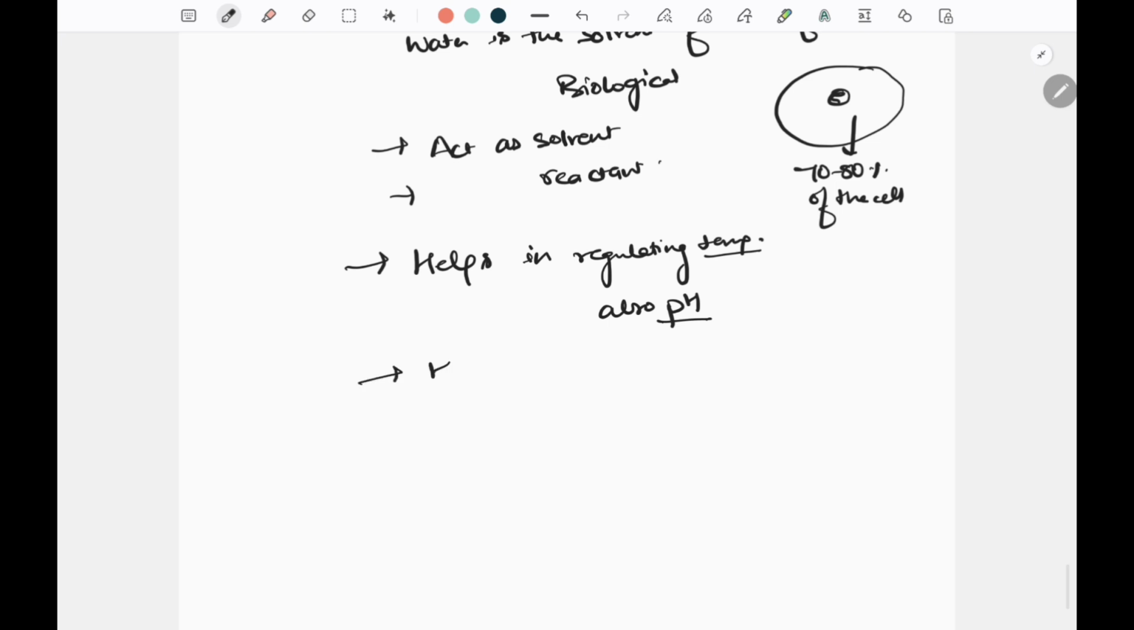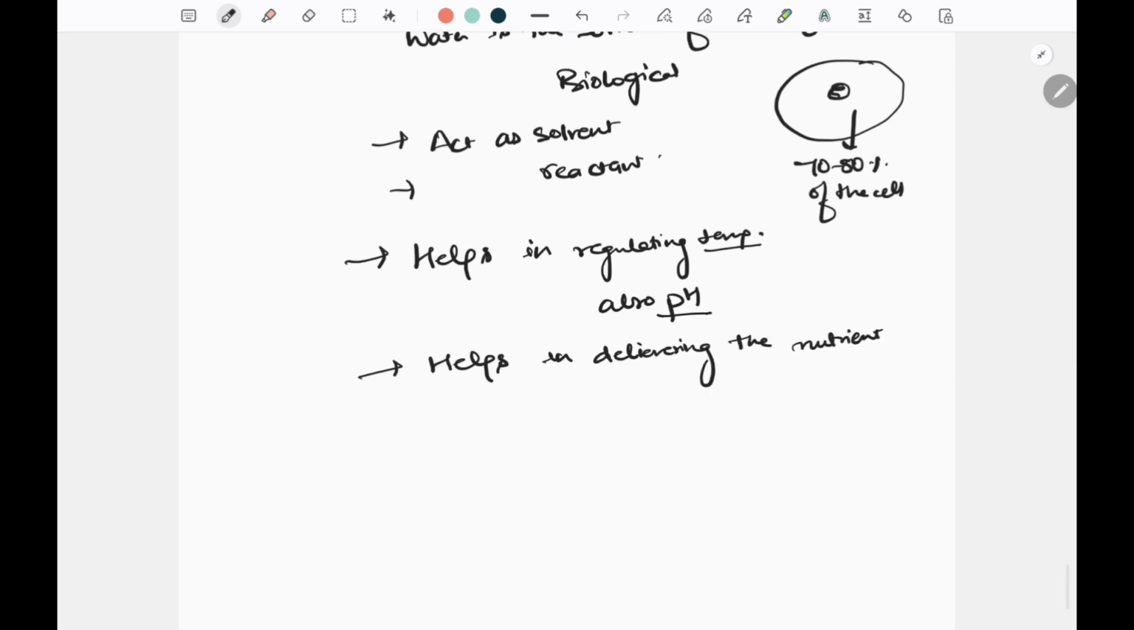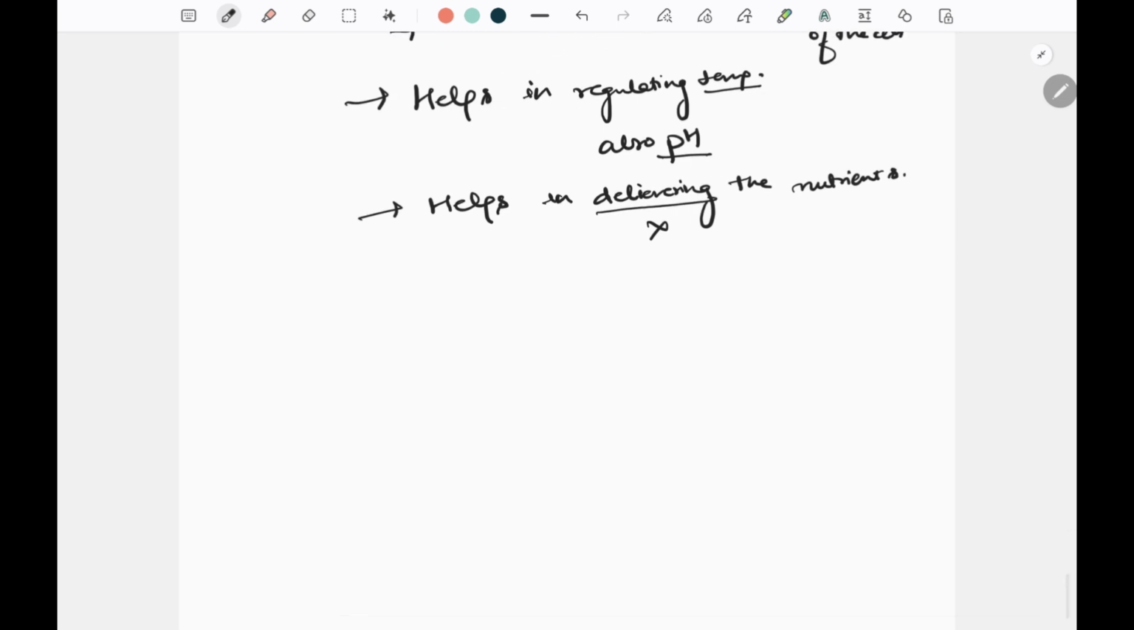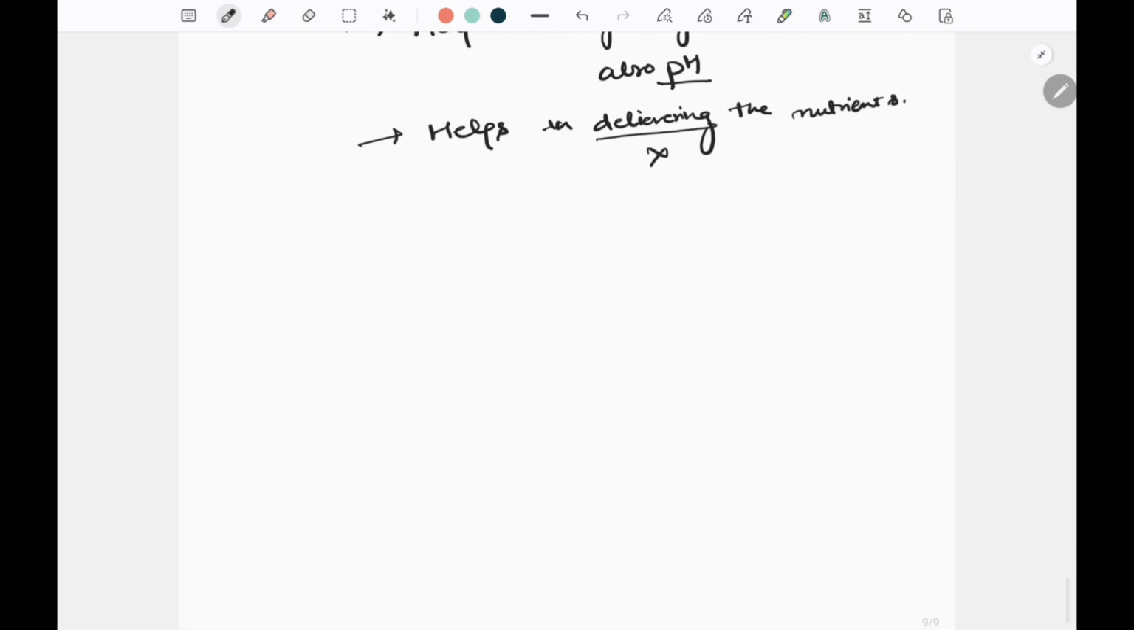Also it helps in delivering the nutrients. I spelled that wrong, but okay, I think you get the idea, right?